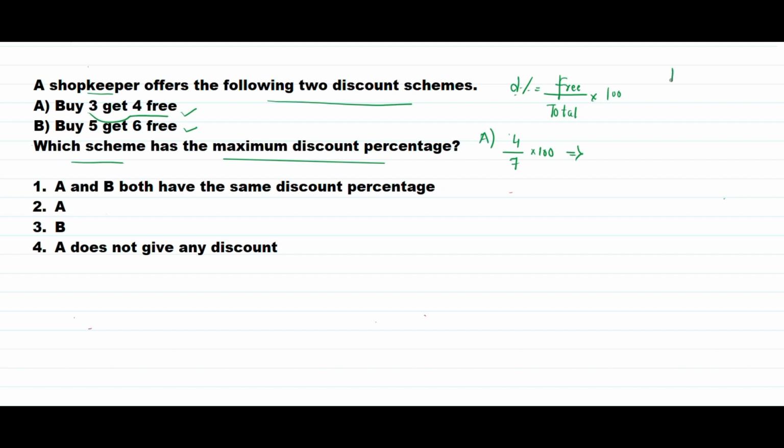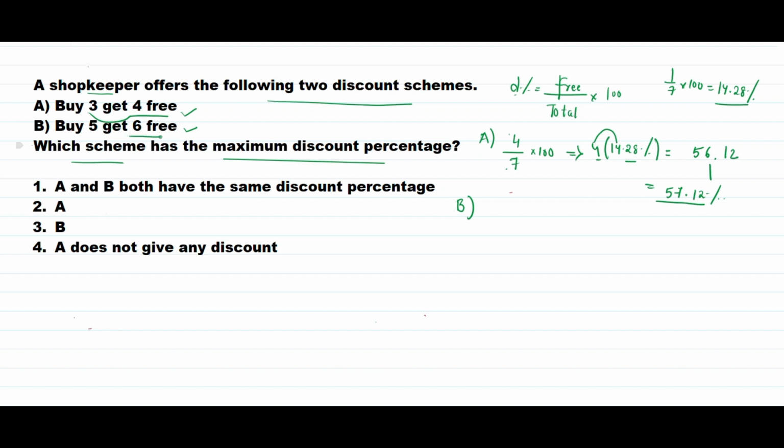We know that 1 by 7 into 100 is nothing but 14.28%, right? Now they are asking 4 by 7, so simply 4 times 14.28%. 428 times 4 is how much? 80 plus 32, 1 carry forward. And 14 fours are how much? 40 plus 16, 56. So the first scheme is offering 57.12% discount.